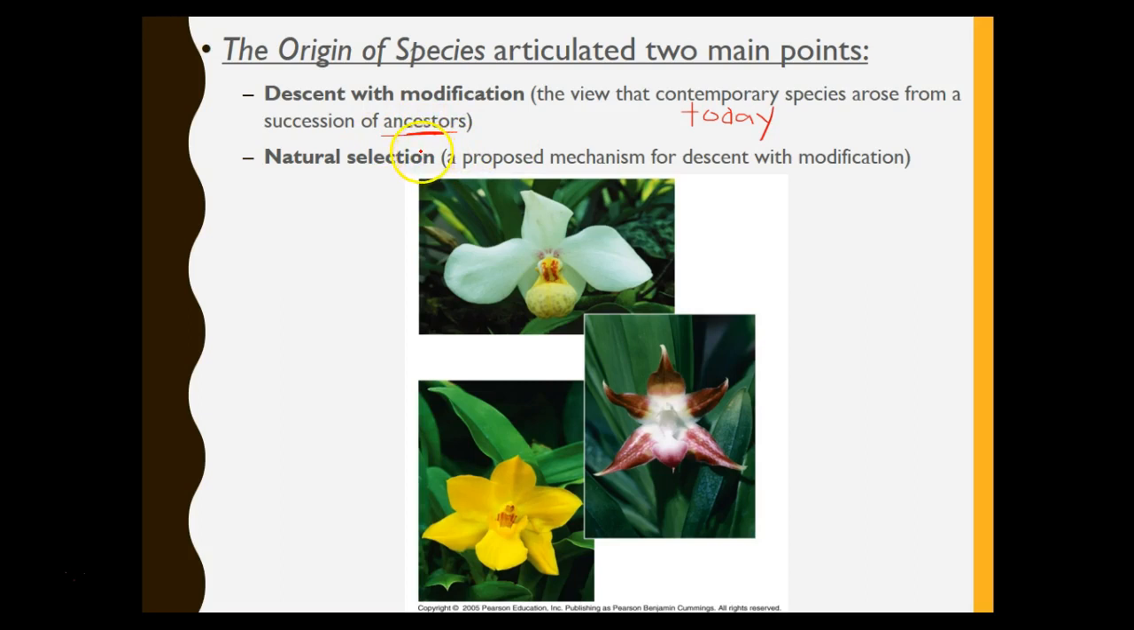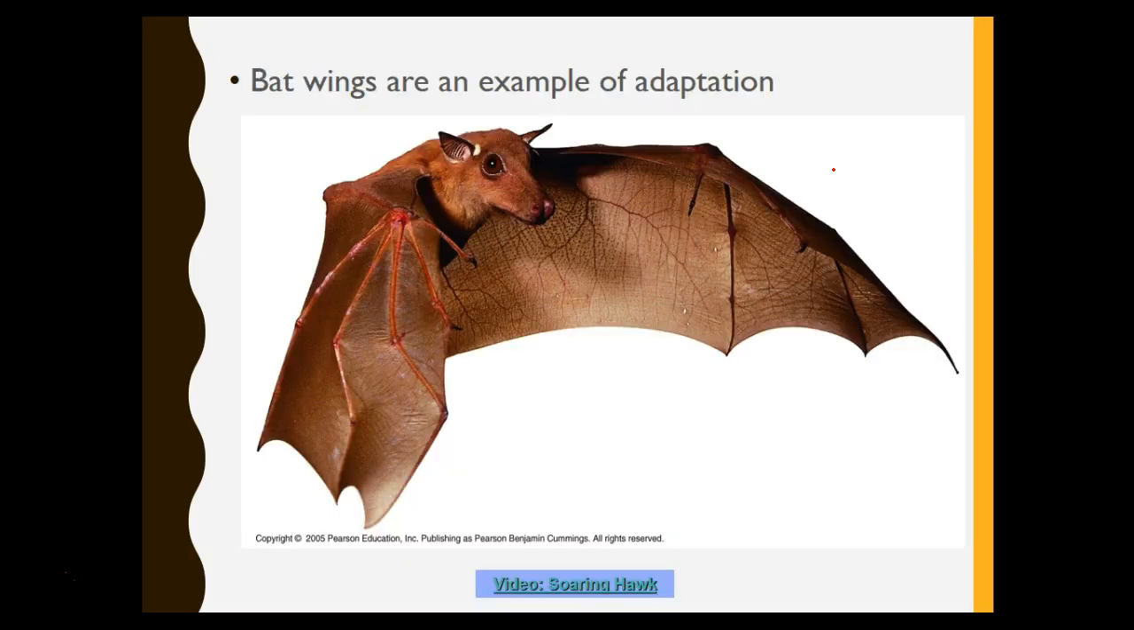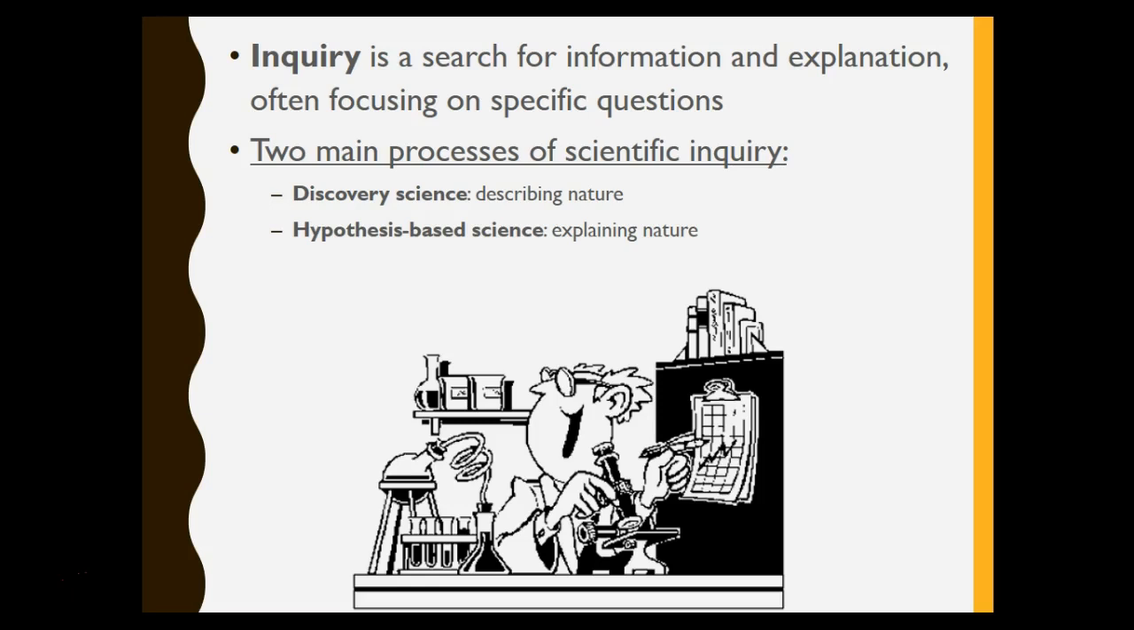He also coined the term natural selection, which was the mechanism for how descent with modification occurred. So bats having wings the way that they are is an example of an adaptation. So let's move into science inquiry.